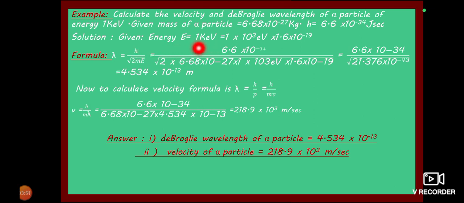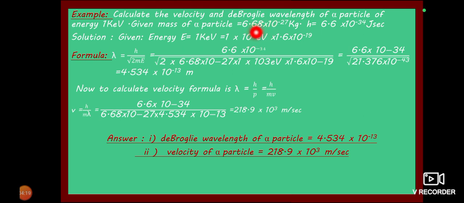Here the value of energy is given, but it is given in electron volt, so convert it into joule. Just by multiplying by 1.6 into 10 raised to minus 19, we can obtain its value in joule. Now substitute the value of h, which is equal to 6.6 into 10 raised to minus 34, and substitute the remaining values. So here mass is equal to 6.68 into 10 raised to minus 27.